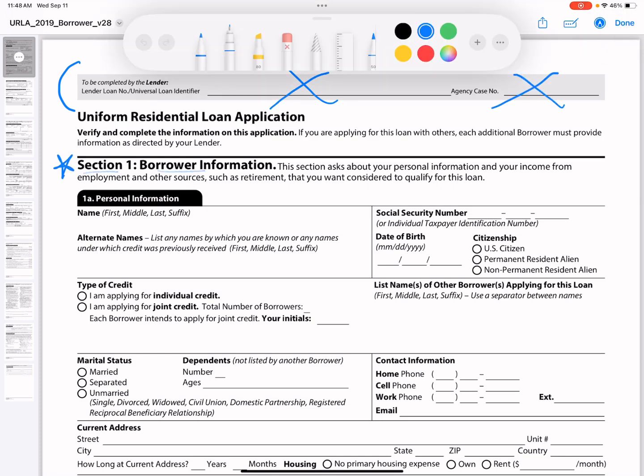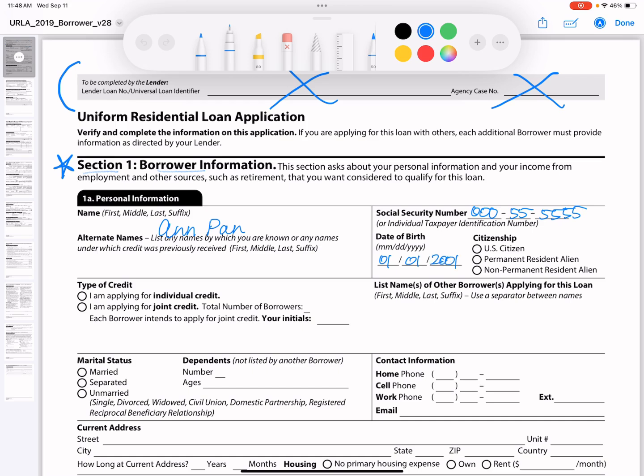All right, Section 1, Borrower Information. Let's get started. This is a section where you're going to fill out your name, your date of birth, your social security number, and I think this is all pretty straightforward. But just to make it clear, you put your first name there, your last name there, your social, your date of birth, and your citizenship.